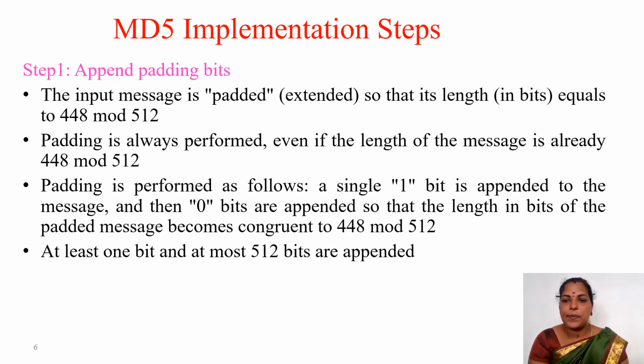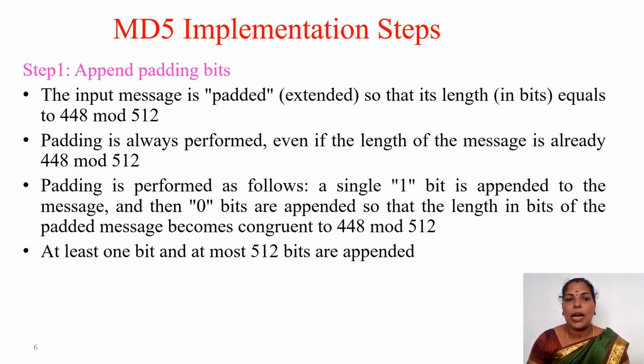Let us see the steps one by one. First step is append padding bits. So how are we appending the padding bits to the message? The input message is padded or extended so that its length in bits equals 448 mod 512, because we have to divide the message into 512-bit blocks.